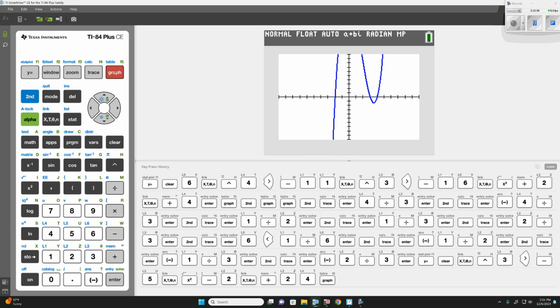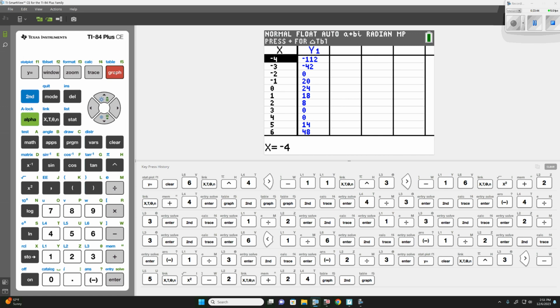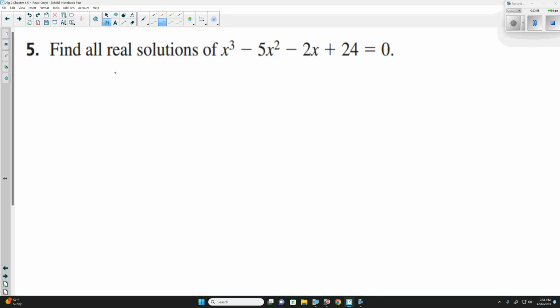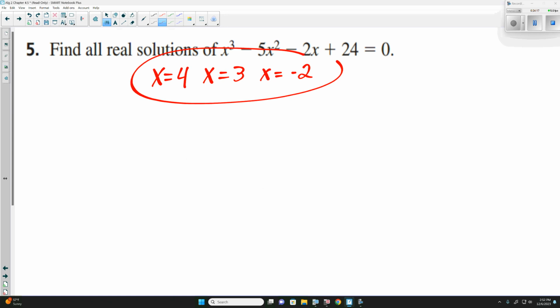X cubed. So I know that y'all are pretty comfortable with getting these typed in, but if we look at the table with this one here, what values of x make the y value be 0? 4, 3, and 2. Now, since this is a cubic, we need at least 1 to get it to a quadratic, 2 to get to a linear, and we need 3 to finish solving, yes? How many do we have? We're done. Yeah.